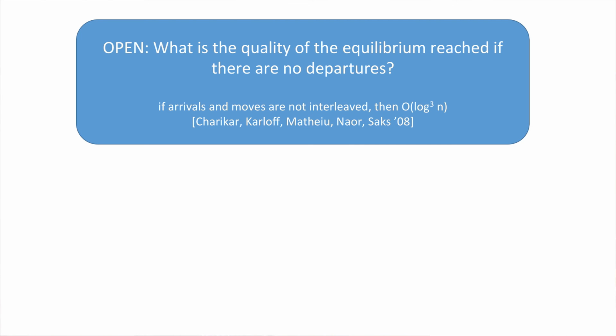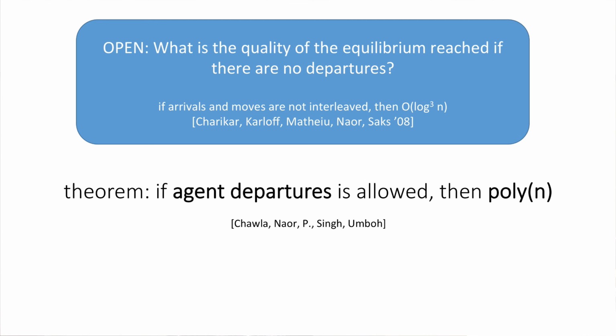Okay. But in the general case, we do not know. What we do know, in some very recent work with Shuchi Chawla, Safi Naur, Mohit Singh, and Siun Ambo, we have been able to show that if departures are allowed, so if people can join and leave the network, then in fact the situation is pretty bad. Then the equilibrium you reach can be a polynomial factor away from the optimal solution.